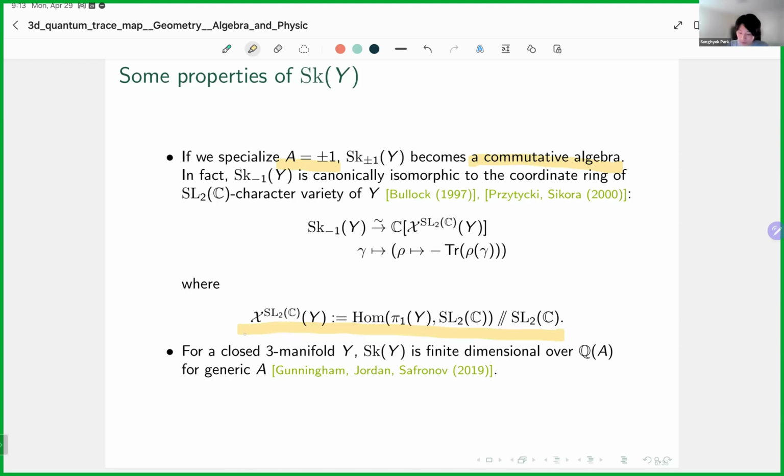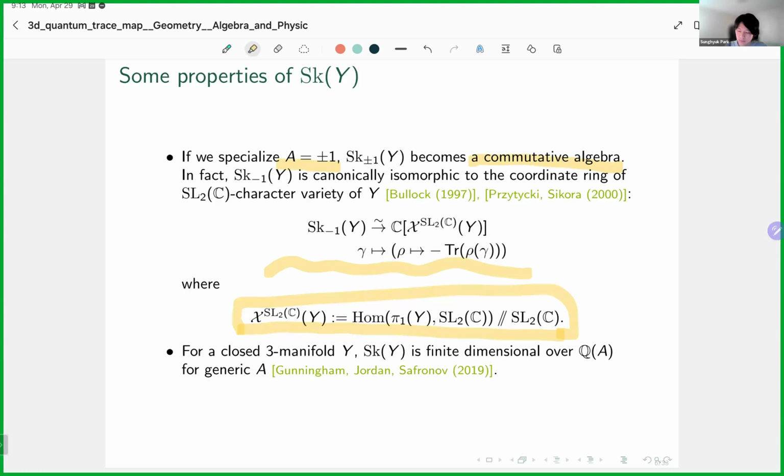So firstly, the SL2C character variety is the space of characters of pi1 of Y into SL2C, modulo conjugation by SL2C. And this isomorphism is given by this formula.